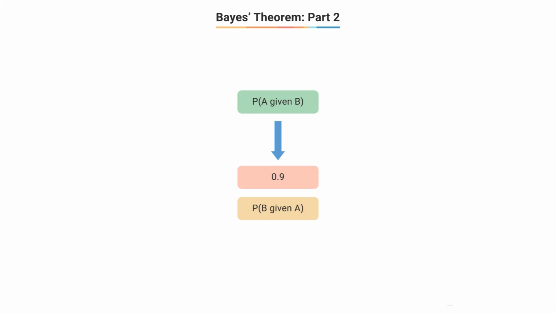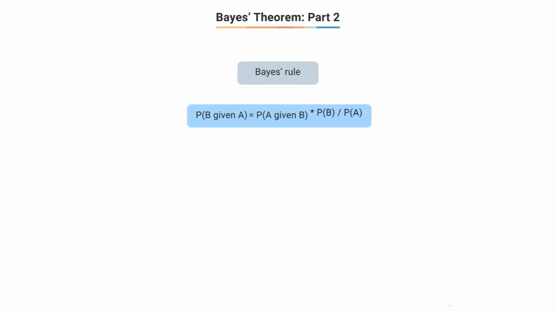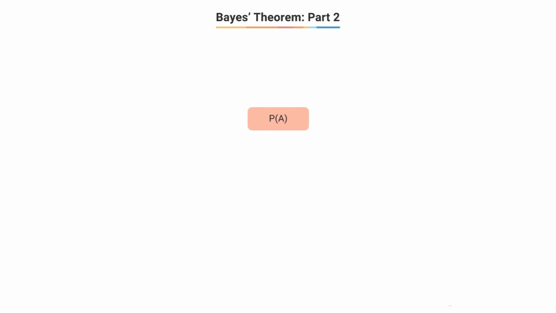So let's see if we have all the information we need from Bayes' rule. As per Bayes' rule, P(B given A) equals P(A given B) into P(B) divided by P(A). So we have P(A given B) and P(B) with us, but now we need to calculate P(A). P(A) is basically the probability that a woman tests positive. Now this information may not be available directly, but we have another piece of information that might help us.